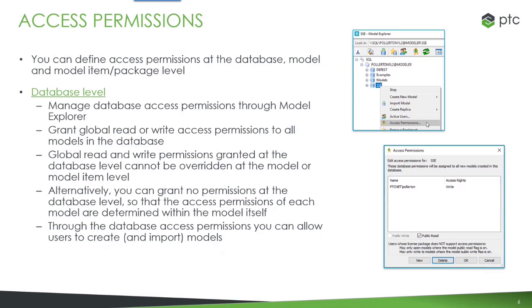access permissions. These are applied at database level initially. So we can see in the graphic that we can right click on a database and look at the access permissions. They can grant global permissions, read or write, and that will apply to all models in that database. So you can grant no permissions at the database level, and then access permissions of each model can be determined at each model level. If you don't want to have global policies, then don't define them at the database level, define them at the model level.